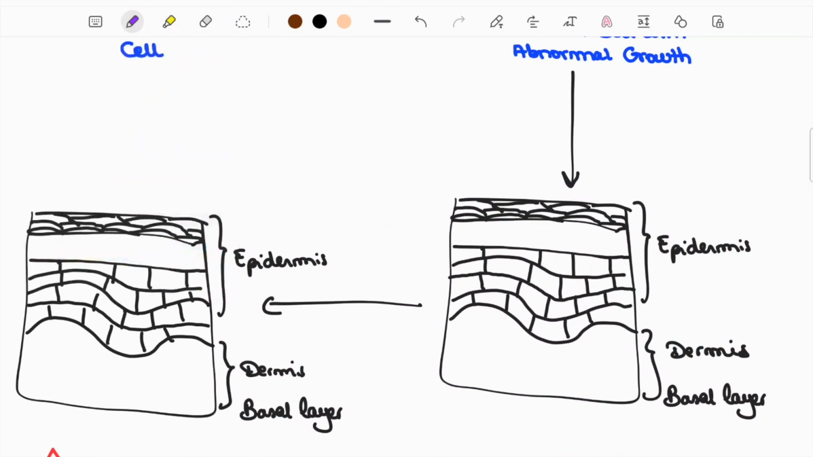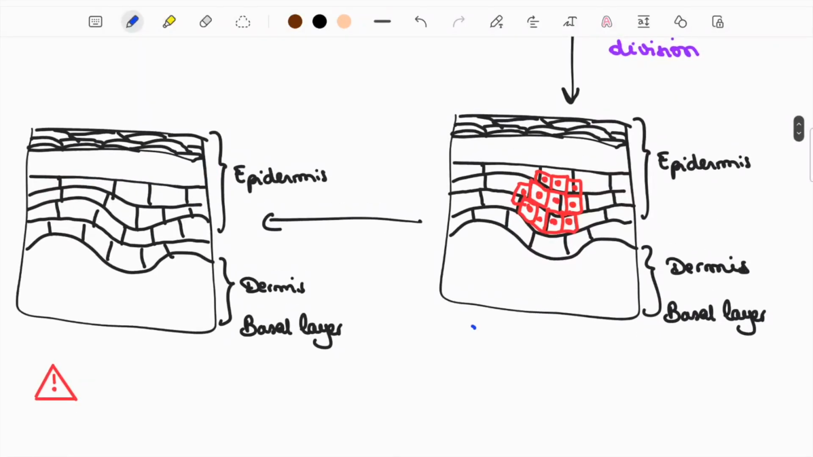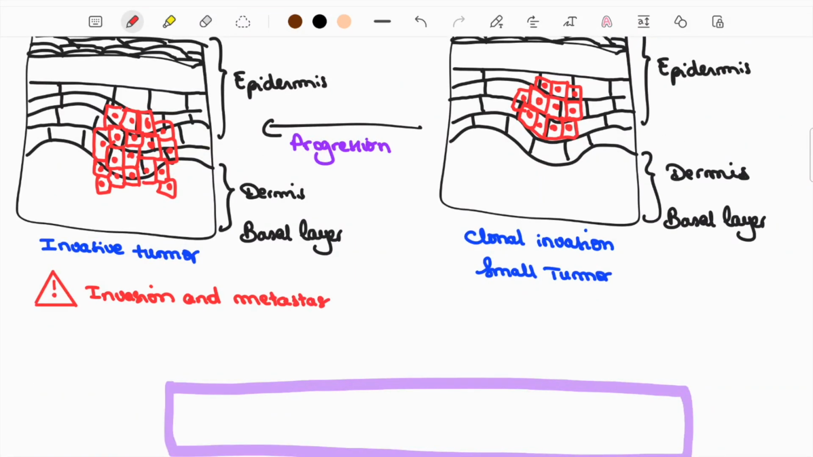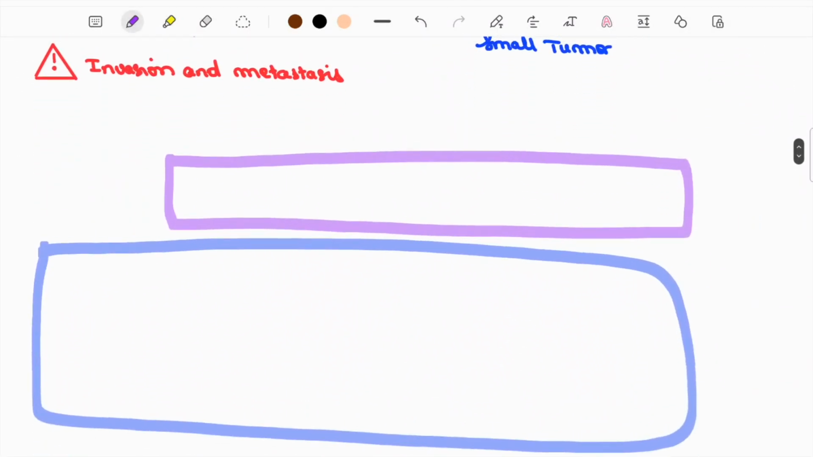These mutated cells begin dividing uncontrollably, a process called clonal expansion, forming a small cluster of abnormal cells within the epidermis. Over time, the tumor grows deeper and crosses into the dermis, becoming an invasive carcinoma. Once cancer cells enter blood or lymph vessels, they can spread to other organs, a process called metastasis, which makes skin cancer dangerous.